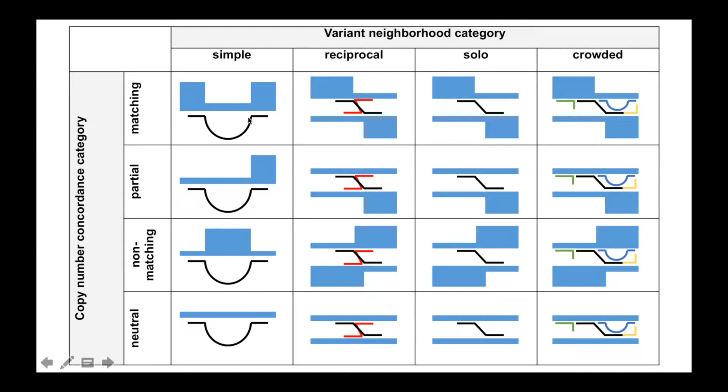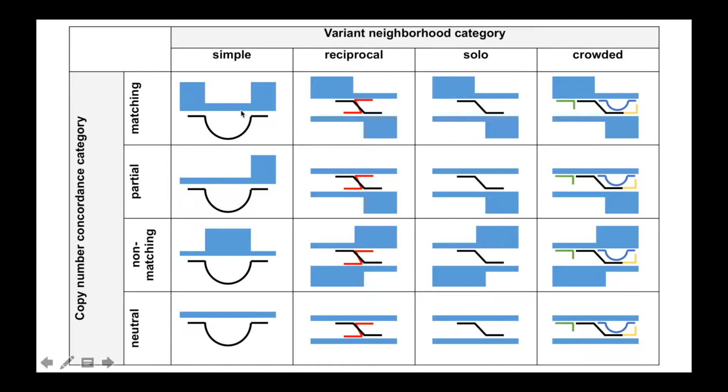This would be a simple deletion, for instance. So in this case, there are no other variants in between these two breakpoints, so we call it simple. And you can see that's true for all of these. And then the copy number concordance category has something to do with what the copy number is doing here, but it has no influence on what other rearrangement variant calls are nearby. It only has to do with the copy number.